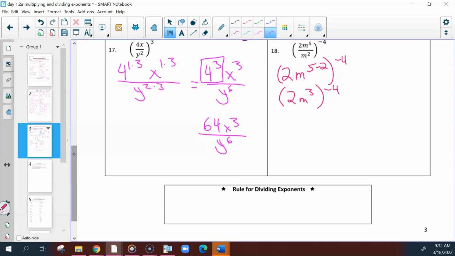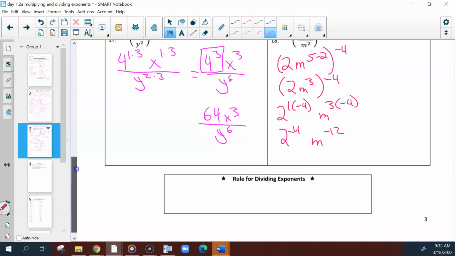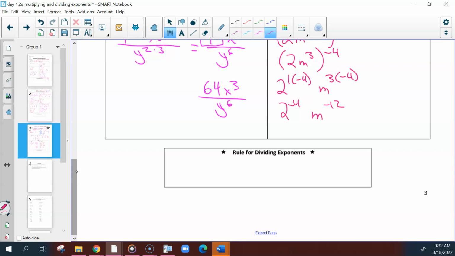Then we would take this exponent and apply it to everything. So 2 to the 1st times negative 4, m to the 3rd times negative 4. Our new exponents would be 2 to the negative 4th, m to the, what? Negative 12th. Now we need to change these both because they both have negative exponents. 2 to the negative 4th would be what? 1 over 2 to the 4th power. M to the negative 12th would be what? 1 over m to the 12th power.